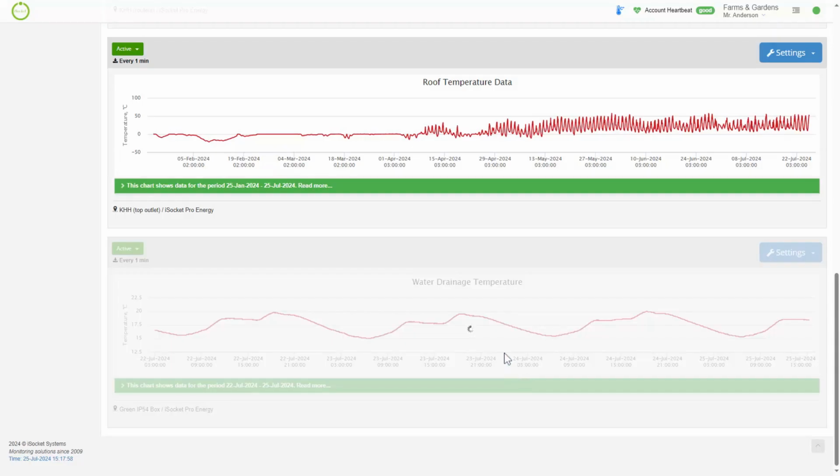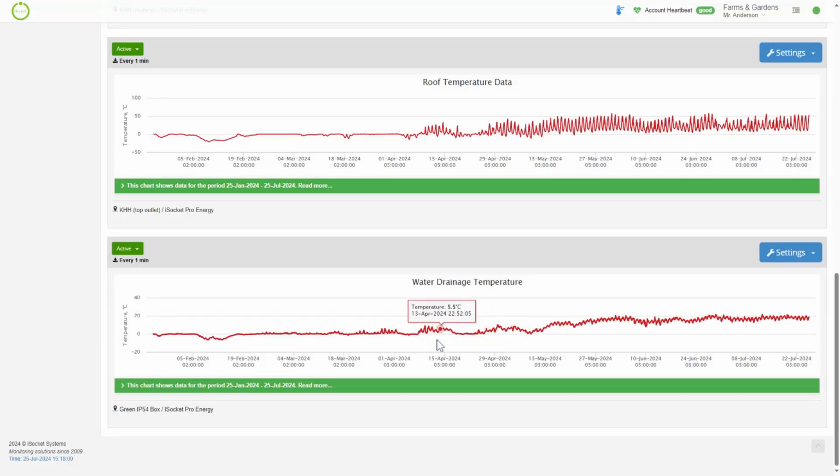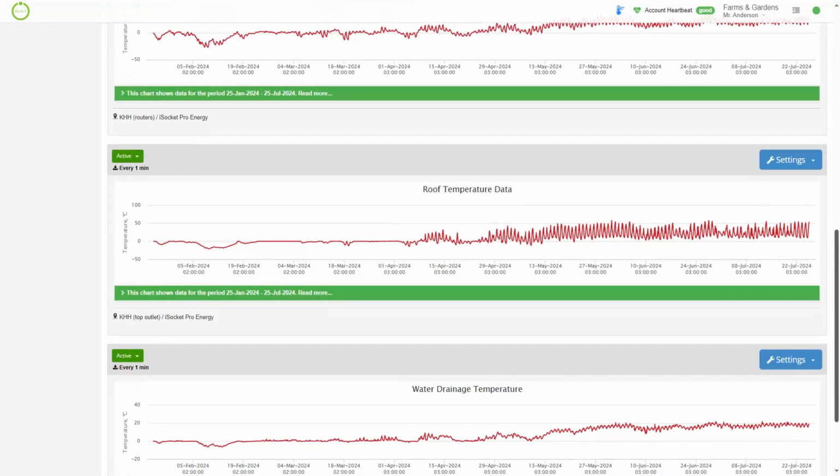That is water drainage temperature. It is inside the ground, in the pipe. Again, pipe freezing monitoring, drainage system monitoring for freezing. And yep, it also corresponds to the outdoor temperature. So we have 0 here, we have 0 on the roof, and we have about 0 outdoor temperature.